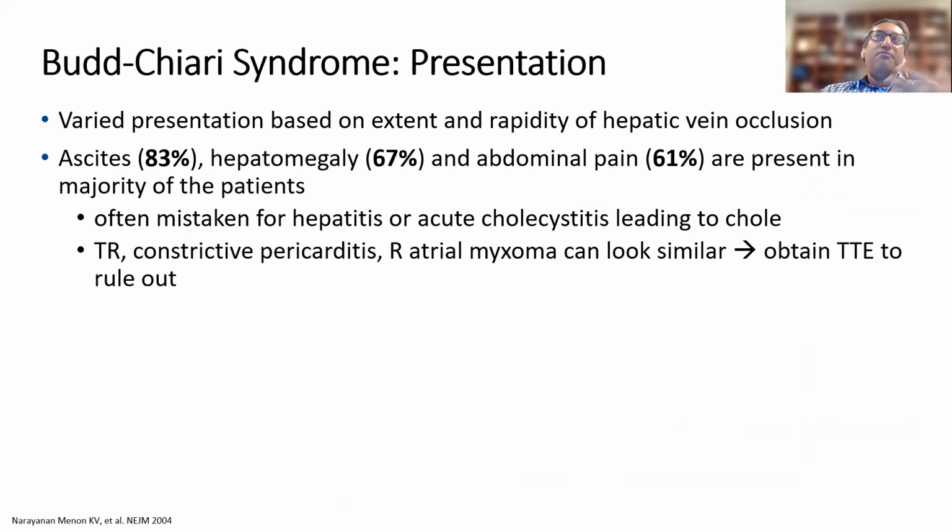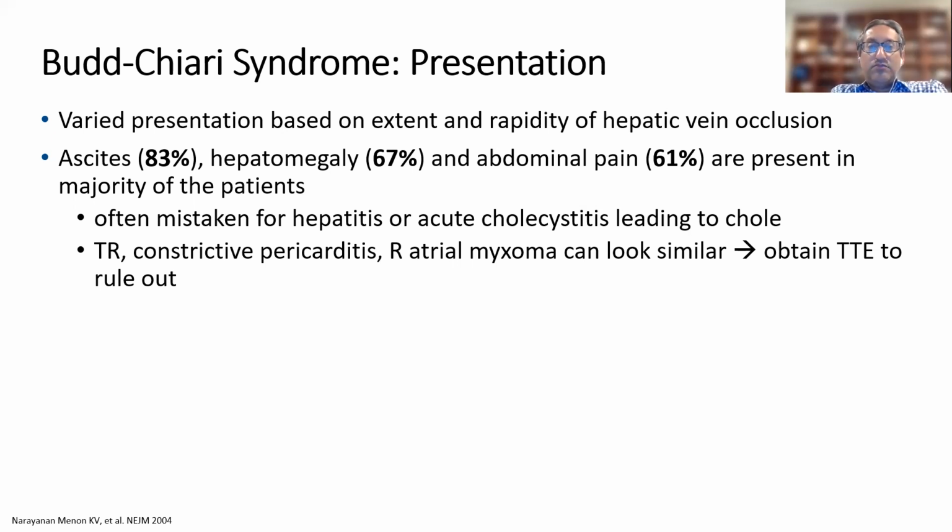So presentation can be very varied, and that's why you have to have an open mind. Although when we talk about the acute presentation with a board question, like tender hepatomegaly and ascites, this can present in any form. And as I mentioned, the presentation will depend upon the extent of thrombosis or hepatic vein obstruction and how rapidly the hepatic vein has been occluded. That's why acute, subacute, and chronic forms can present differently.